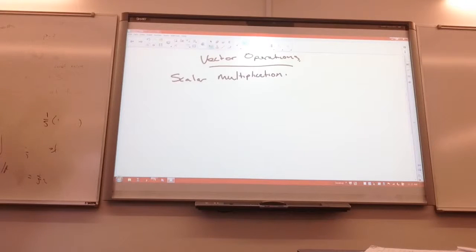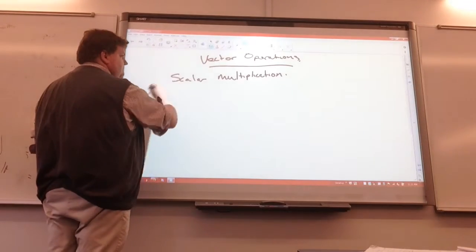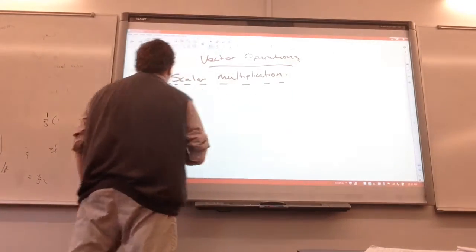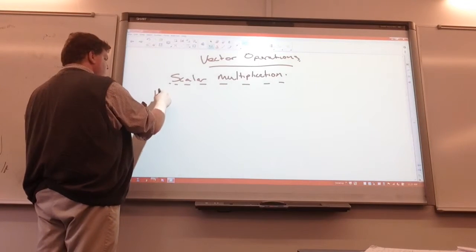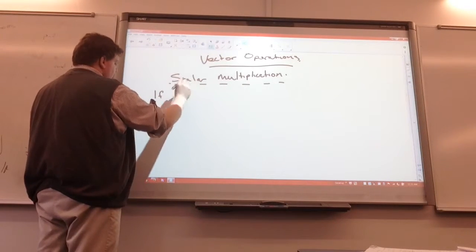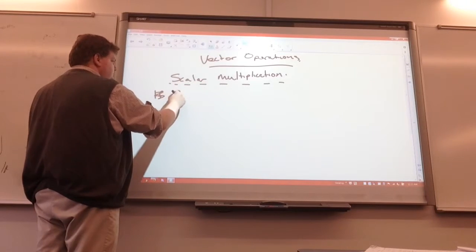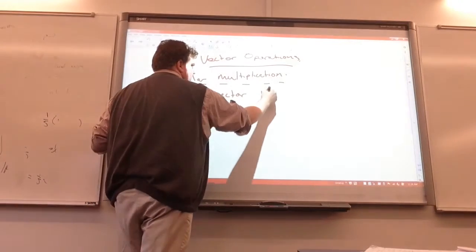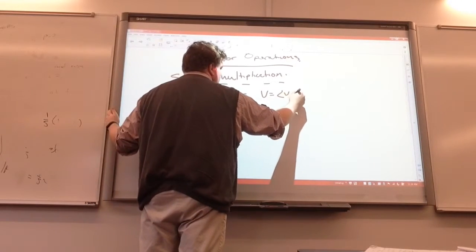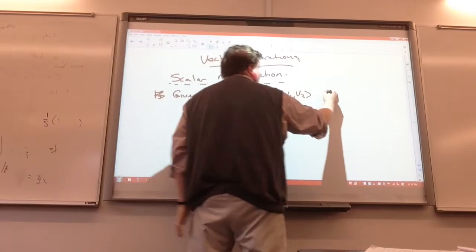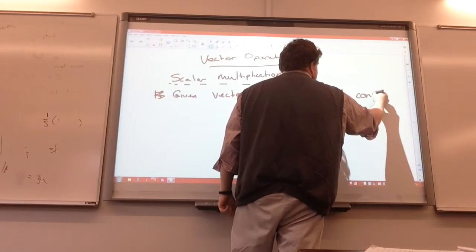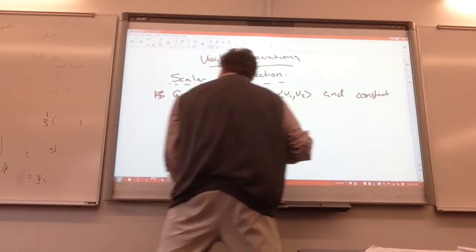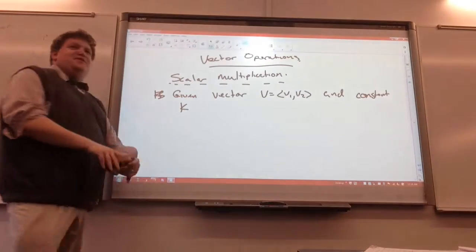So it's a vector times a scalar. It's a vector times a constant, basically. So basically, how this would work is, if I have, let's say, a given vector v equals v1, v2, and constant k, because constant starts with a k.